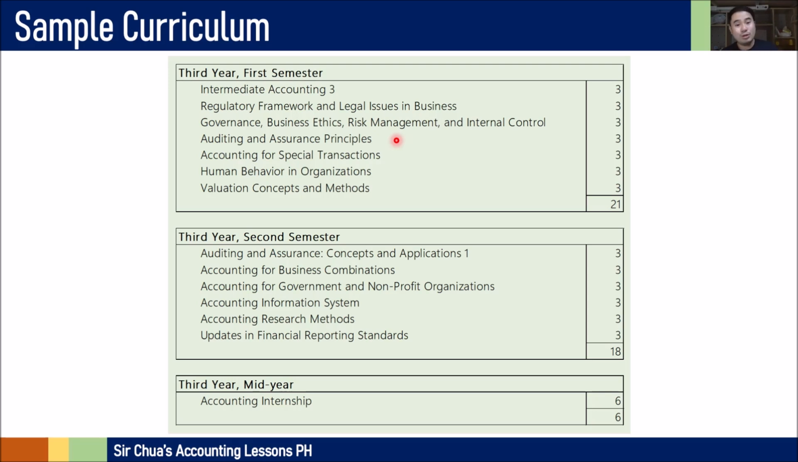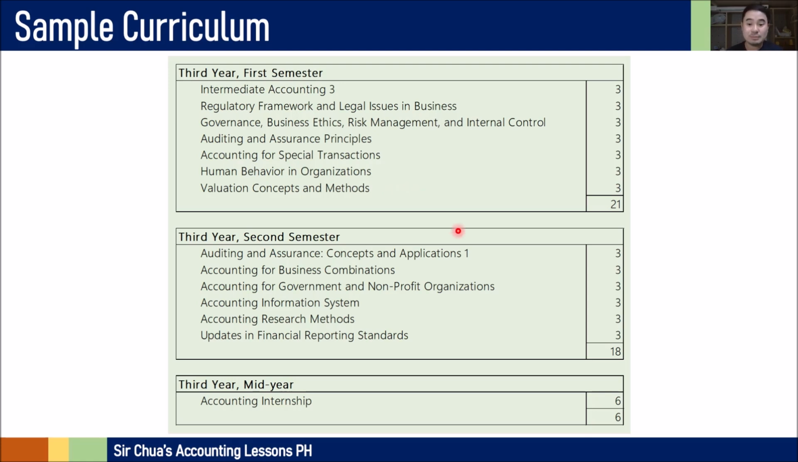No? Pero syempre, iba na yung curriculum niya pag BS Management Accounting na siya pagdating ng third year. Pang BSMA na. Yun naman yung mga subjects na uniquely BSMA. Ayun. Meron din sila nun. Meron din tayong subjects na uniquely BSIA. Subjects na uniquely BSAIS. Ayun. Okay, so for BS Accountancy, usually third year pumapasok yung mga uniquely BSA courses. Accounting for special transactions, and then dyan na rin usually lumalabas yung mga electives. What I selected as elective for you guys are Human Behavior in Organizations and Valuation Concepts and Methods.